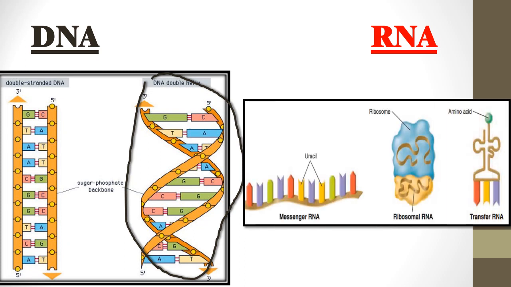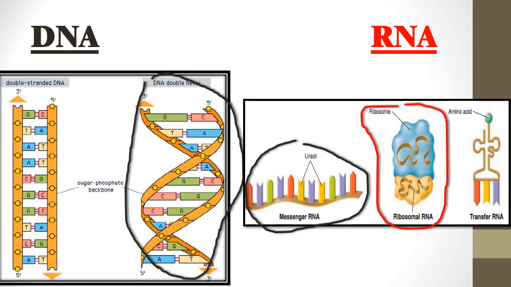RNA is ribonucleic acid, and DNA is deoxyribonucleic acid. There are three types of RNA. First is messenger RNA. In DNA we have thymine, but instead of thymine in RNA it is uracil. This is messenger RNA, and you should remember this structure. This is ribosomal RNA, or rRNA, and this is transfer RNA, that is tRNA. Transfer RNA is responsible for bringing the amino acids, which is a very important part in the synthesis of complex protein in the cells.